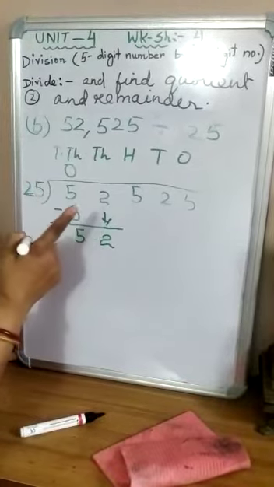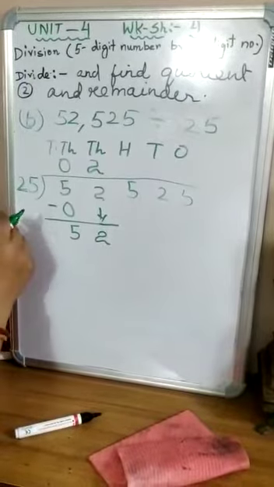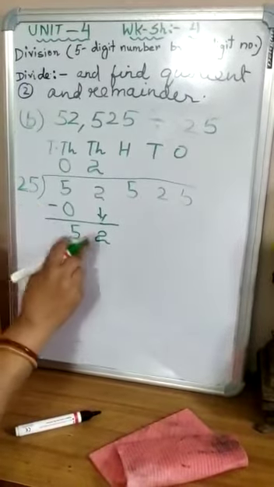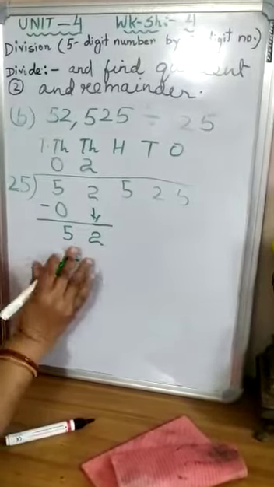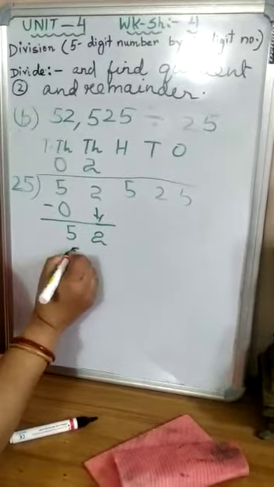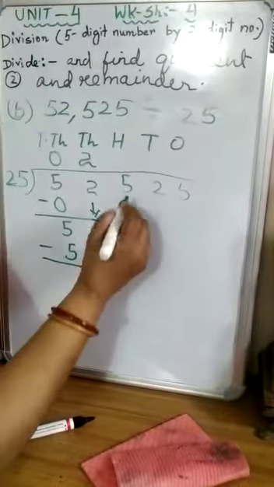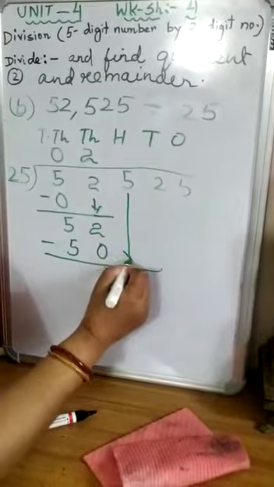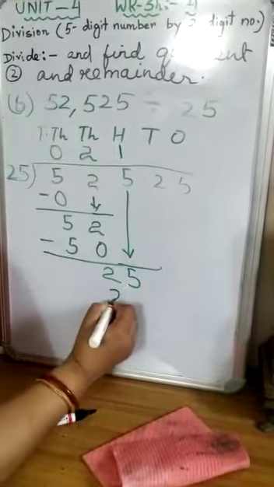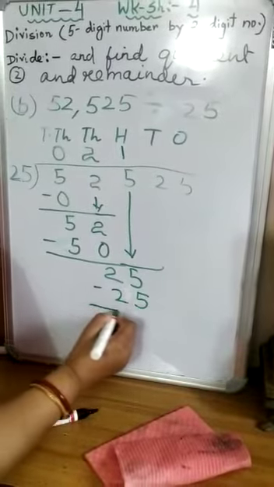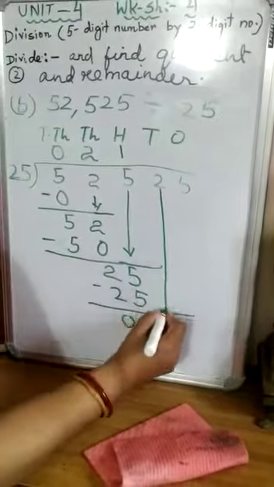25 2s are 50. So I will multiply with 2 because 25 3s are 75, and 75 is more than 52. So 25 2s are 50. 52 minus 50 is 2. Now I will put down this 5 along with 2, making 25. So 25 ones are 25. Now I will do subtraction. 5 minus 5 is 0. 2 minus 2 is 0.